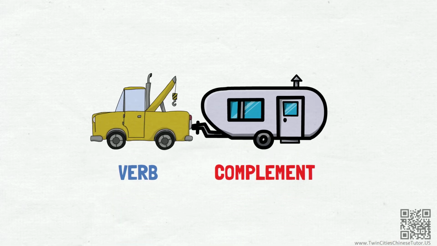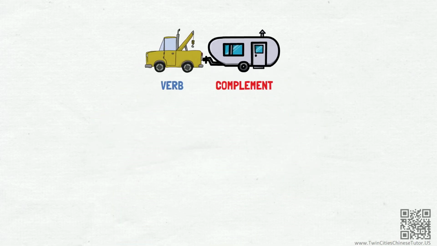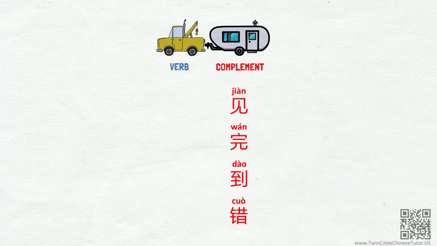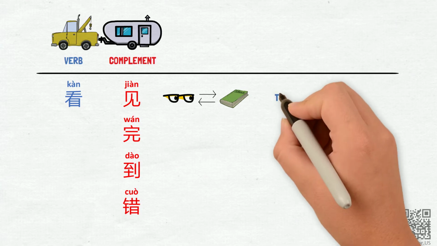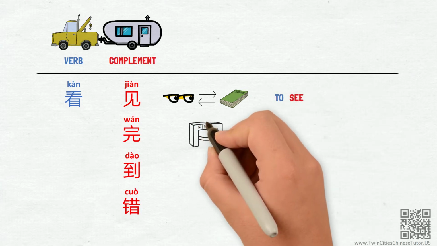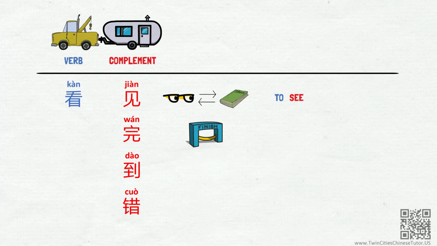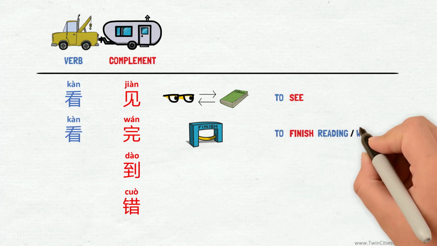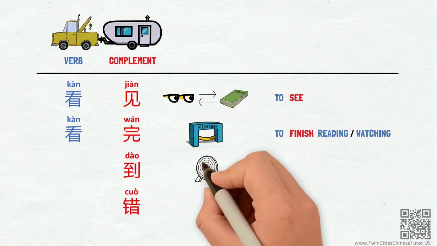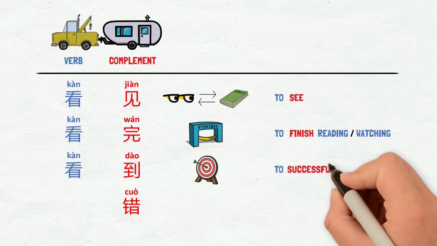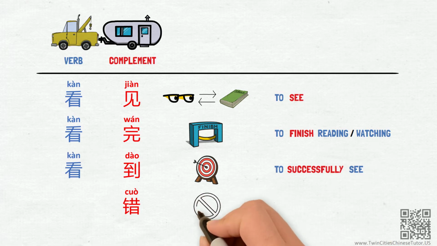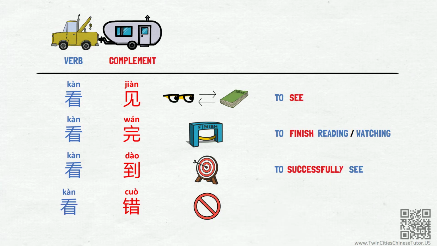In my previous video about the verb complements, we learned 4 resultative complements, 见, 完, 到, and 错. When used right after a verb, 见 highlights the receiving of information through your senses. So 看见 means to see. 完 emphasizes the result of completing an action. So 看完 means to finish reading or to finish watching. 到 emphasizes that the result of an action is successful. So 看到 means to successfully see. 错 describes the result of being wrong. So 看错 means to mistakenly see.